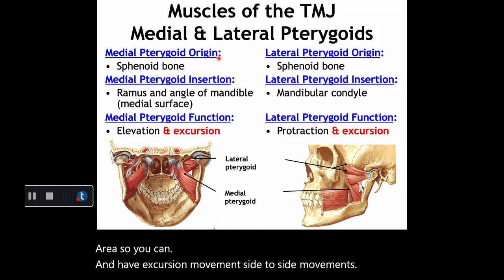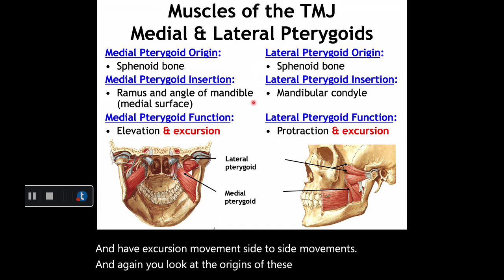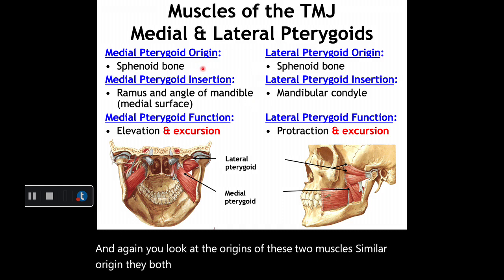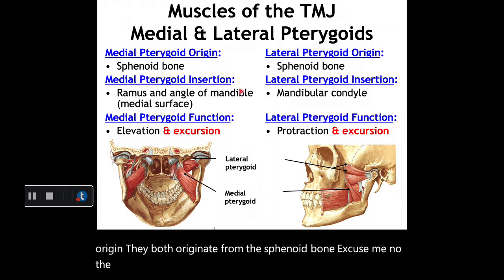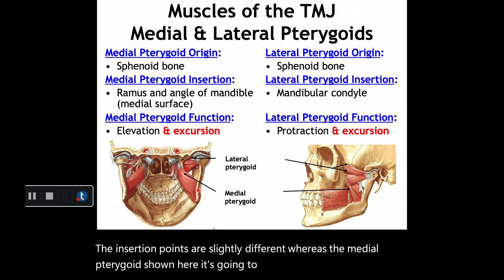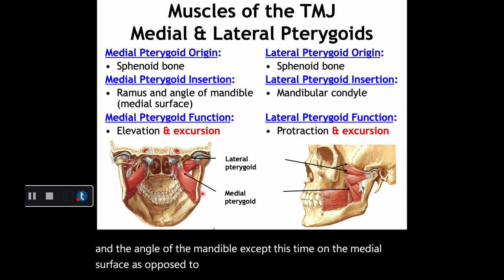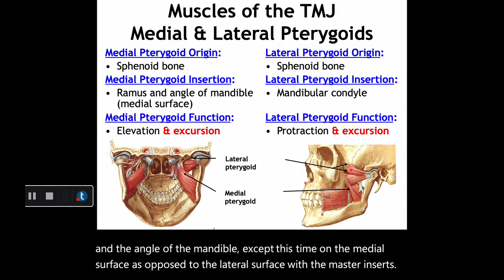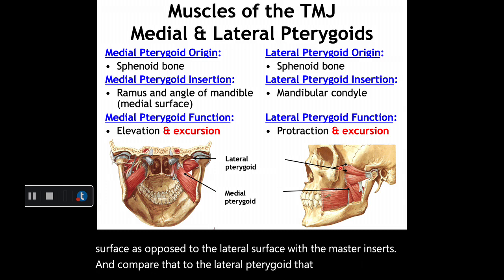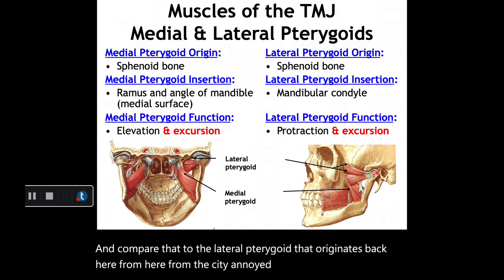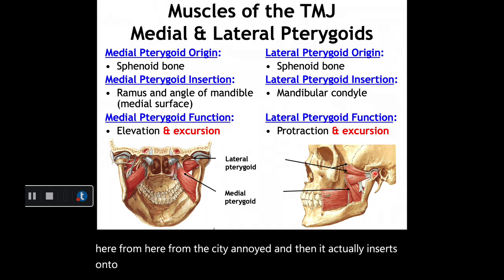And again, you look at the origins of these two muscles, similar origin. They both originate from the sphenoid bone. Now, the insertion points are slightly different. Whereas the medial pterygoid shown here, it's going to insert again onto the ramus and the angle of the mandible, except this time on the medial surface, as opposed to the lateral surface where the masseter inserts. And compare that to the lateral pterygoid that originates back here from the sphenoid, and then it actually inserts onto the mandibular condyle, that feature right there that forms the temporomandibular joint.